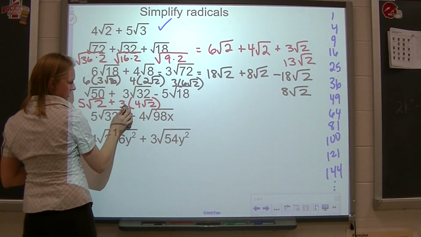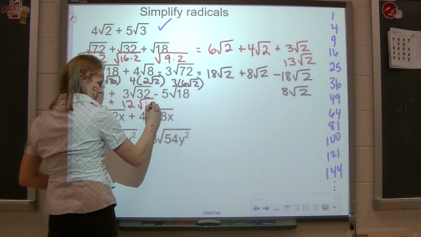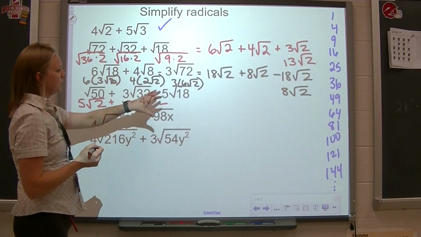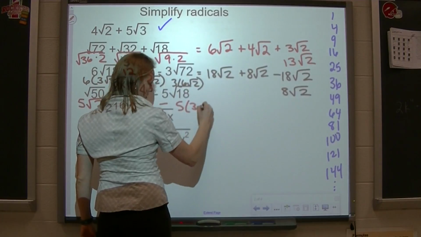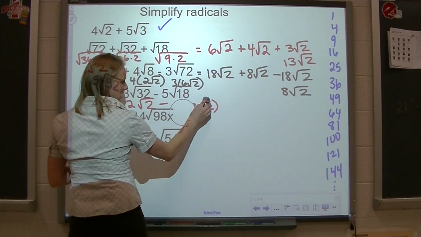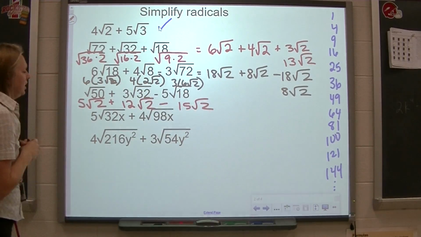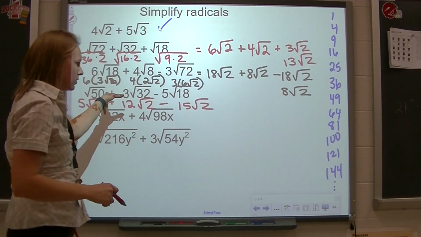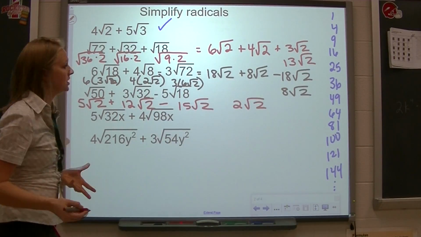Multiply, so 3 times 4 is 12, so it's going to be plus 12 square root of 2. And then minus 5 times the square root of 18, which is broken down to 3 radical 2, just like we did before. We can only multiply the 5 and 3 together, so that's going to be 15 square root of 2. And then combine everything. 5 plus 12 is 17, so we have 17 square root of 2 minus 15 square root of 2, which is going to be 2 square root of 2, and you're done with that.